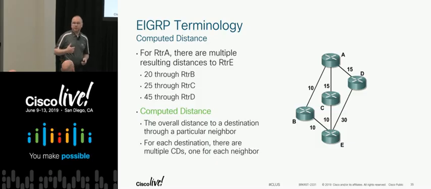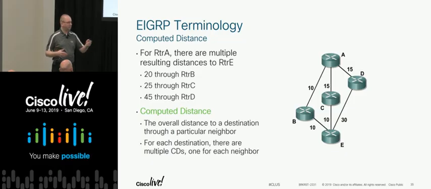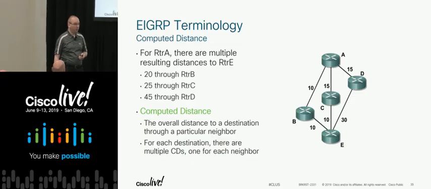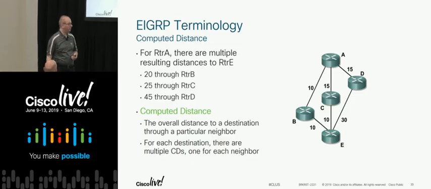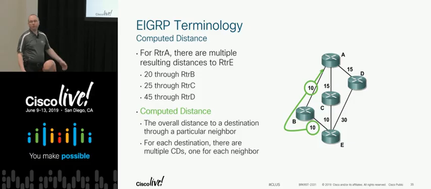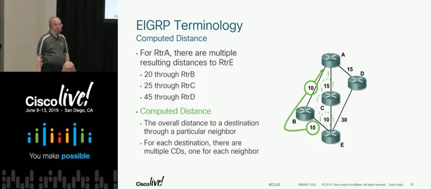When A decides to pick the best path, obviously it needs to take its neighbor's distance, the reported distance, and add the cost of the link between A and that neighbor to arrive at the complete cost to reach the destination. And this actually has a name. We call it computed distance, although we don't typically show it anywhere in the outputs. But for example, the SNMP MIB for EIGRP has this name. So in total, it would be 20 through B, 25 through C, and 45 through D. And this would be the computed distance. Again, no rocket science here.